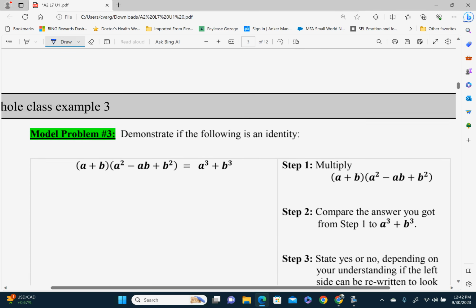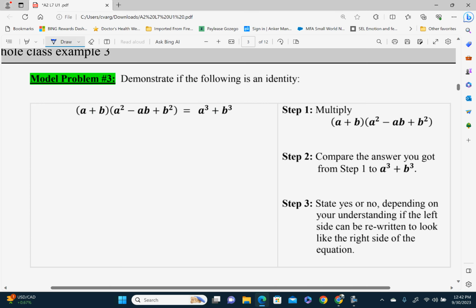And model problem number 3. So it says demonstrate if the following is an identity. So let's go ahead and do that. So this is going to be a to the third. A times negative ab is going to be negative a squared b. And then we multiply a times b squared. That's going to be positive ab squared.